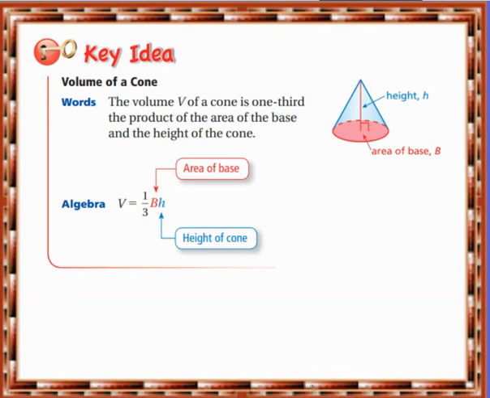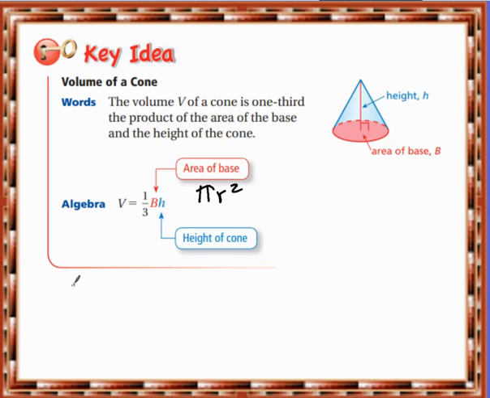Today we're going to talk about the volume of a cone. A cone and a cylinder are very similar because they have round bases, and so we're going to use a very similar formula. Volume equals the base area times the height. Remembering that when the area is a circle, that base area is pi r squared.